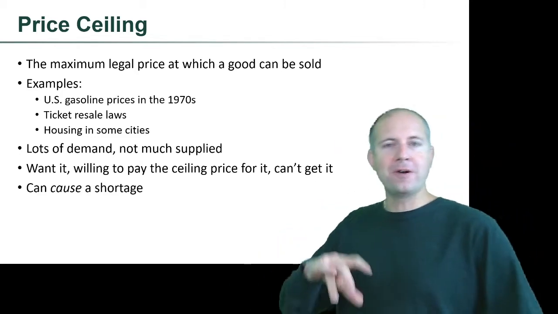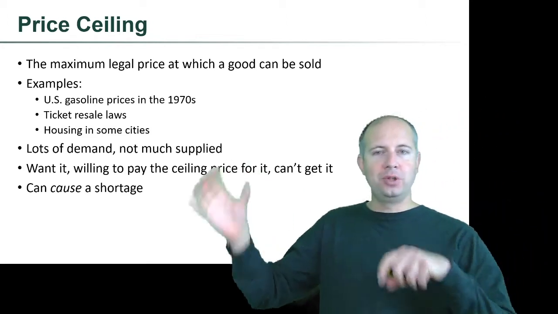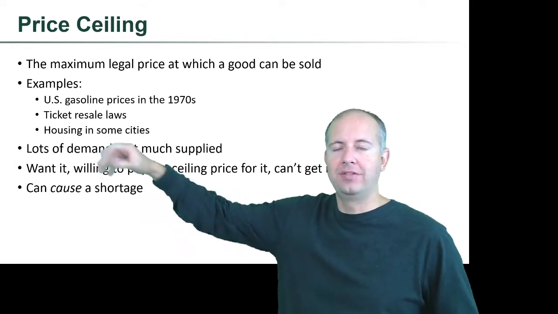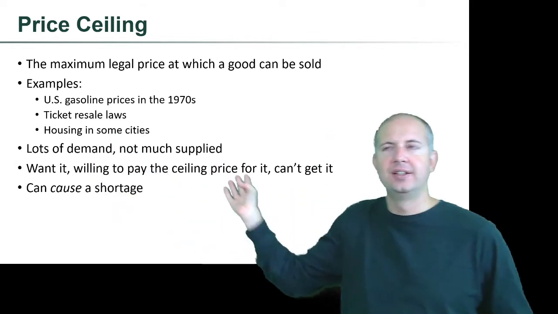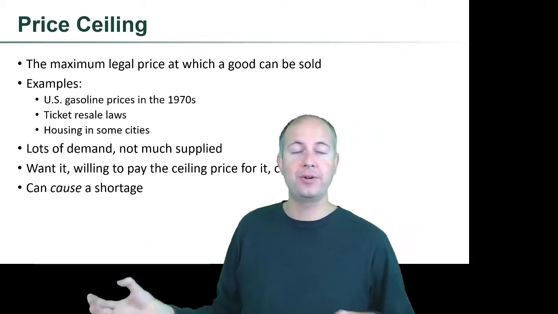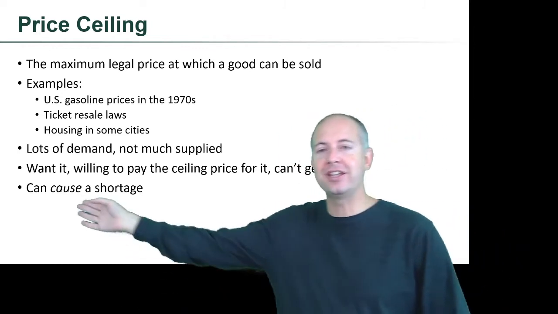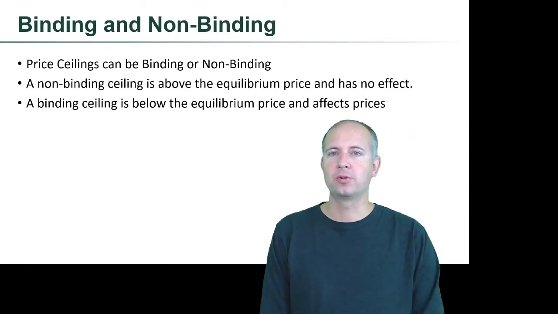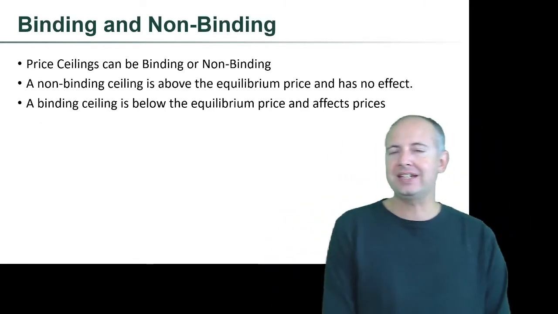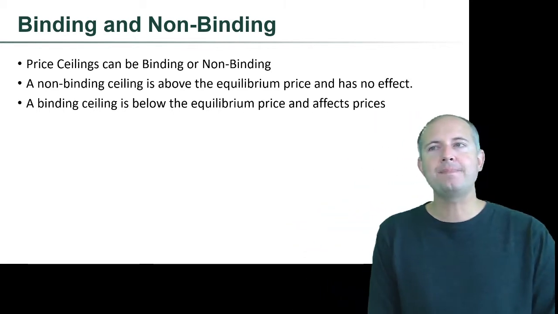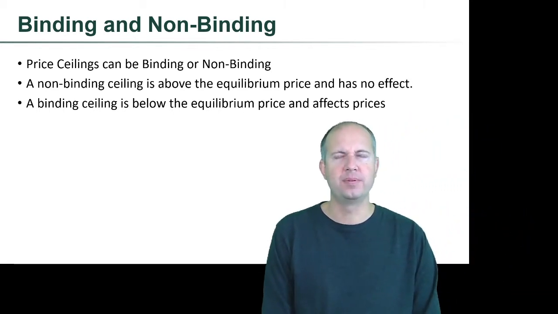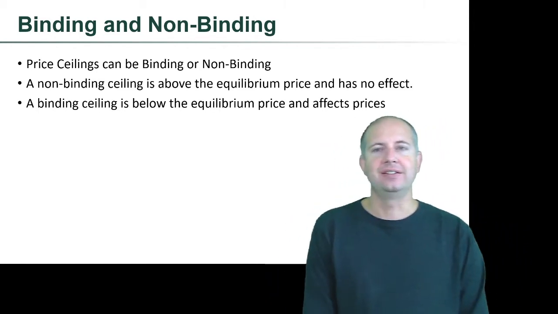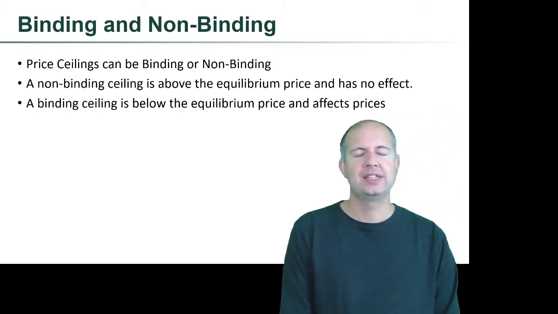So if we were to go back and look at the Mario and Luigi example, when do we get a shortage? When this exact situation happens. We have lots of units demanded, not much supplied. So a price ceiling is not going to solve a shortage. A price ceiling is what causes a shortage. Now let's learn a little bit of terminology and we'll look at some graphs. Price ceilings can be binding or non-binding. A non-binding ceiling is above the equilibrium price and has no effect. A binding ceiling is below the equilibrium price and affects prices.